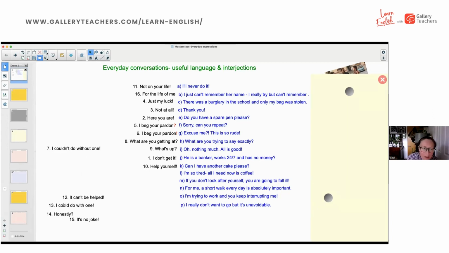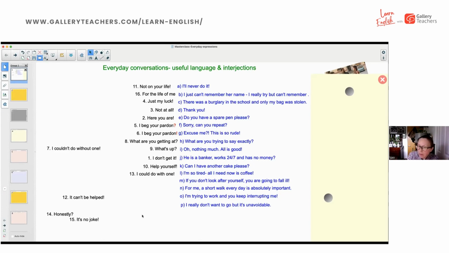So I could do with a cup of coffee. Oh my God, I'm dying for a cup of coffee. I could do with a cup of coffee now, okay? If only I had a cup of coffee. So this is how we use it, right? You could do with something. How about the next one?